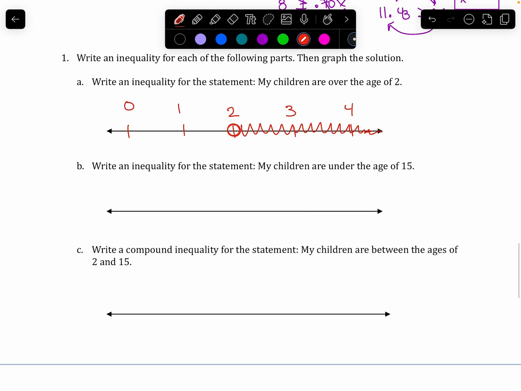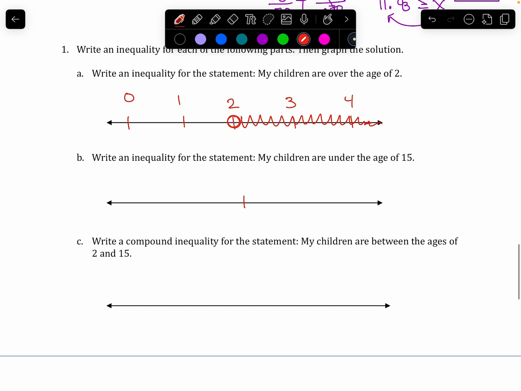Part B says, my children are under the age of 15. So here we go. Here is 15, here is 16, here is 17, here is 14, and here is 13. If you are under the age of 15, that means that you're going to be somewhere in the 14, 13, 10 range, okay? So we're going to graph our inequality that way. So part A and part B are individual inequalities, okay? You have it, you graph it, you only have to graph one thing on a line.